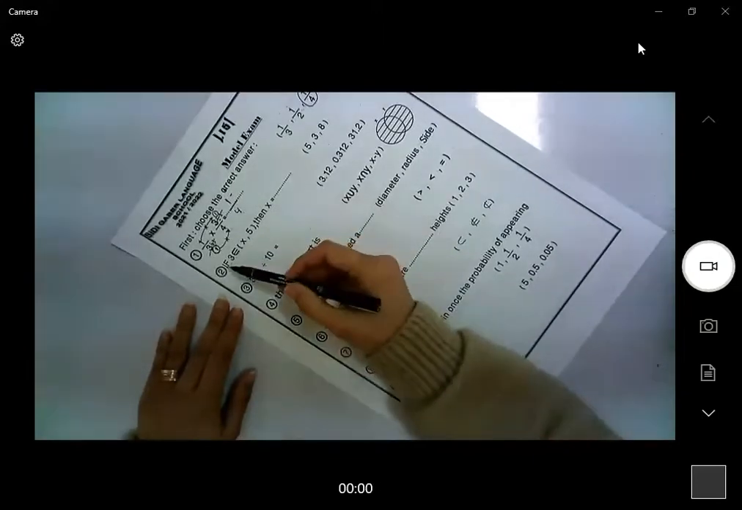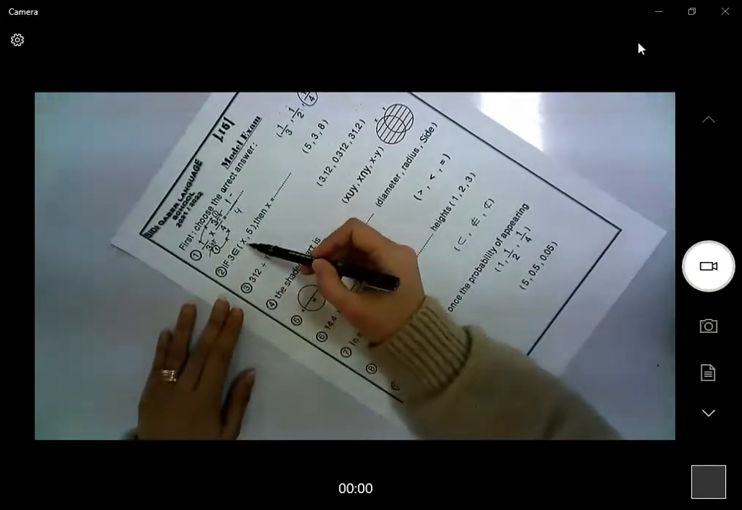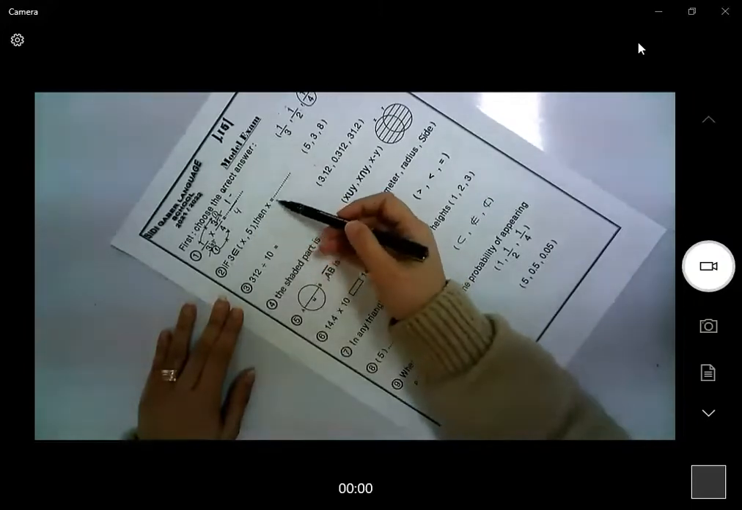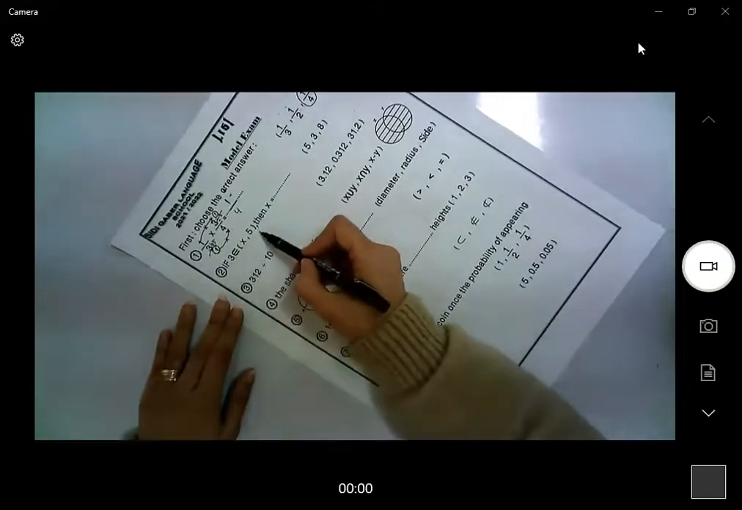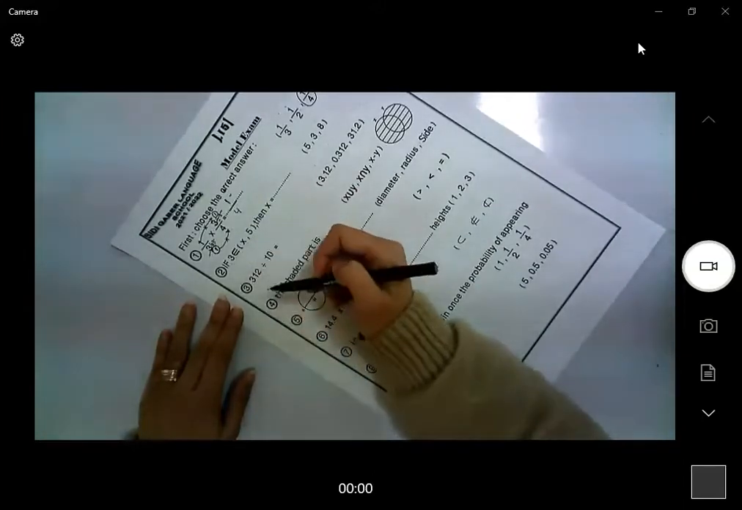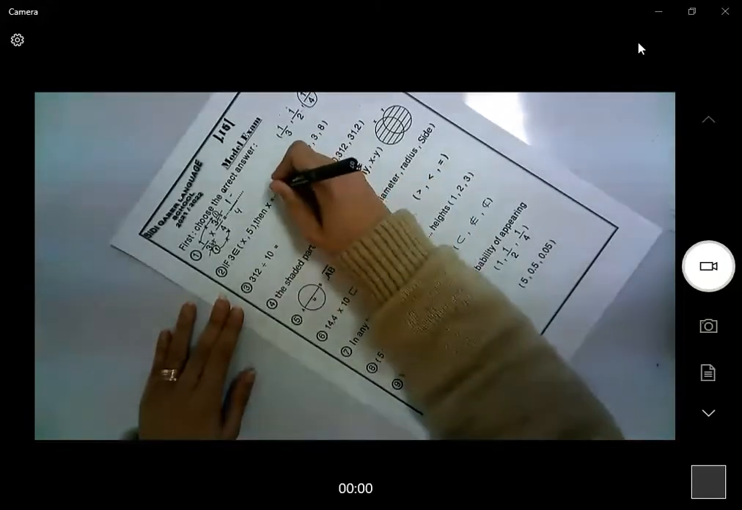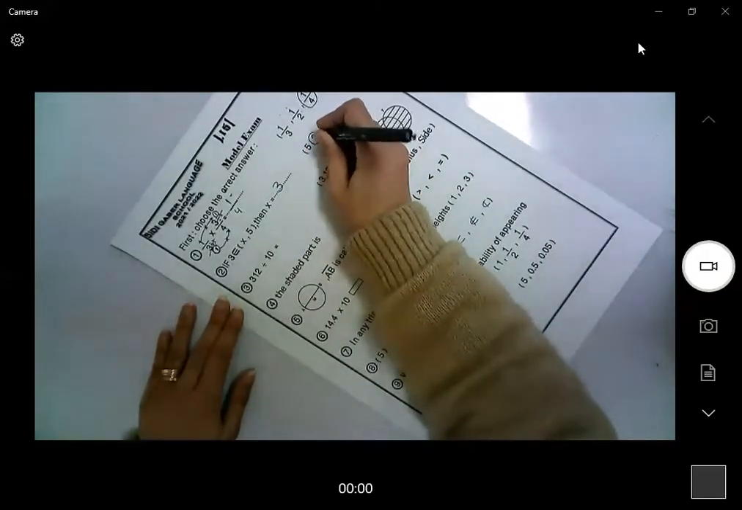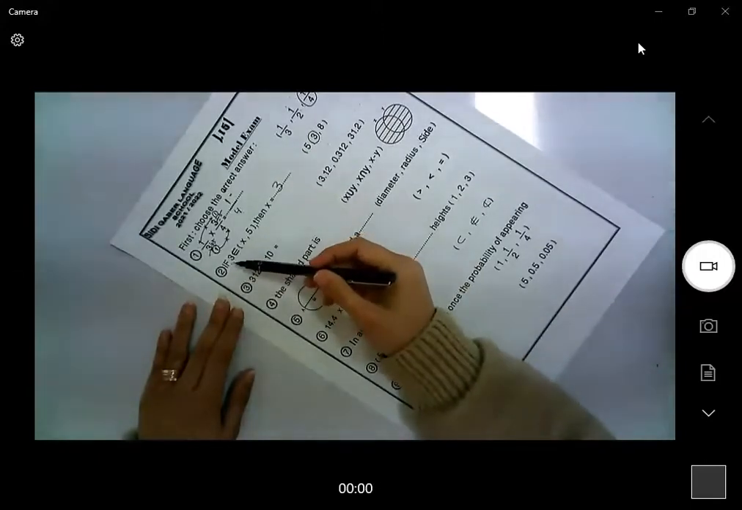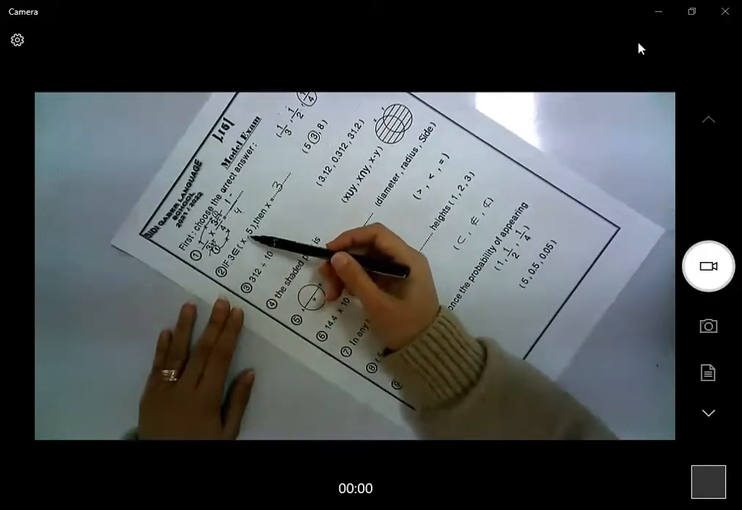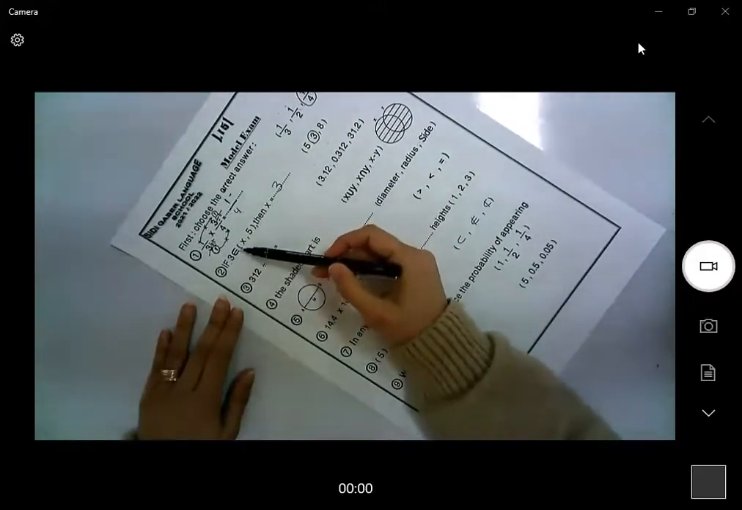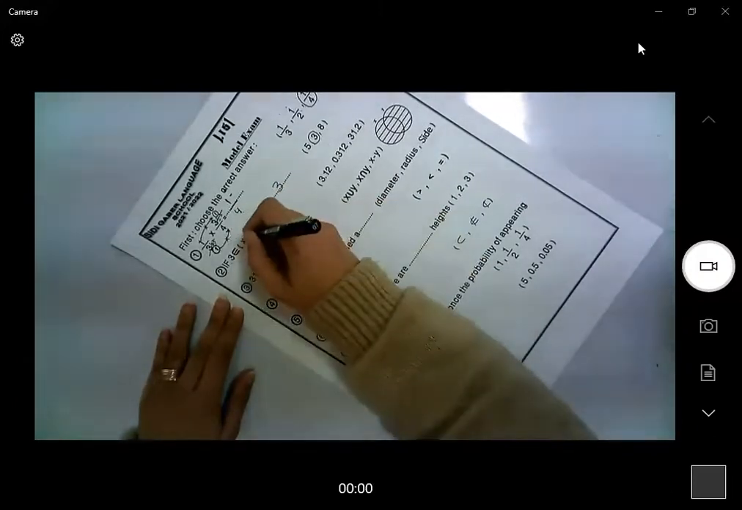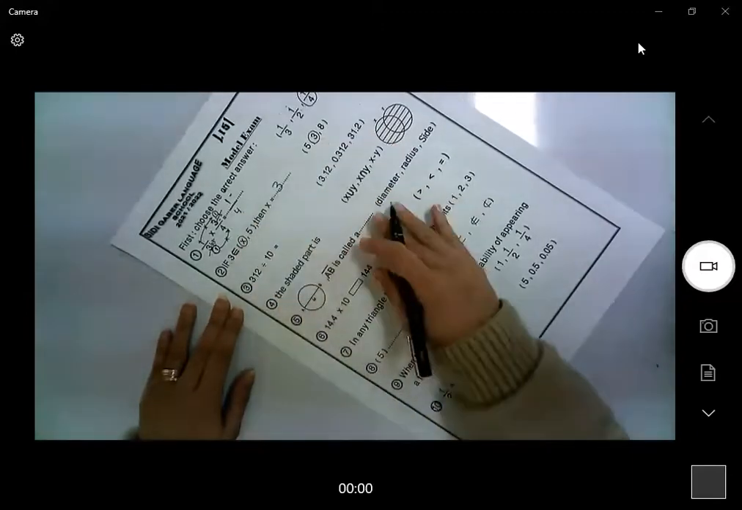Number 2. If 3 belongs to set X and 5, then X equals what? Is 3 in the set? Yes, 3 is in the set. Now we have here 3, no. Then X equals what? Again, if 3 belongs to set X and 5, then X equals what? We have here 3, no. Then X equals 3.